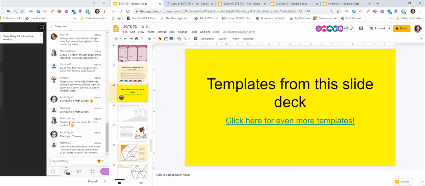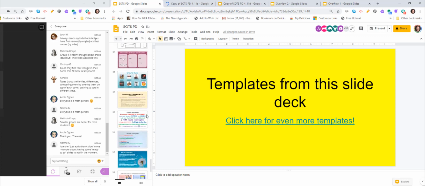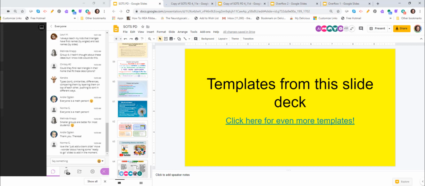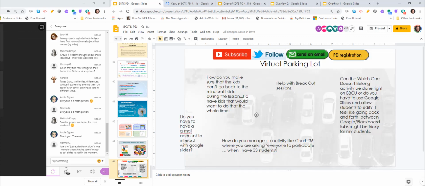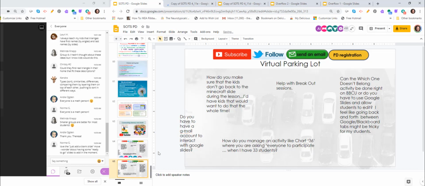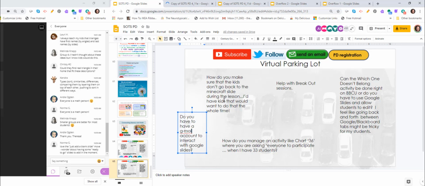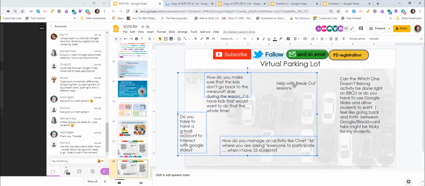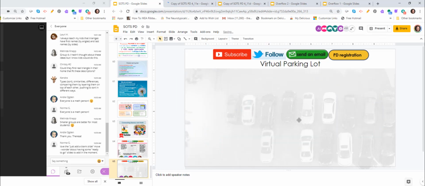Slide 48 and below are templates from this slide deck, and there's a link there for even more. And if you join me, many people have already commented on the virtual parking lot. That's our very last slide. It will always be the very last slide because that's a norm that I do with my students so they know where to go. And I'm going to spend the rest of the time taking some questions.